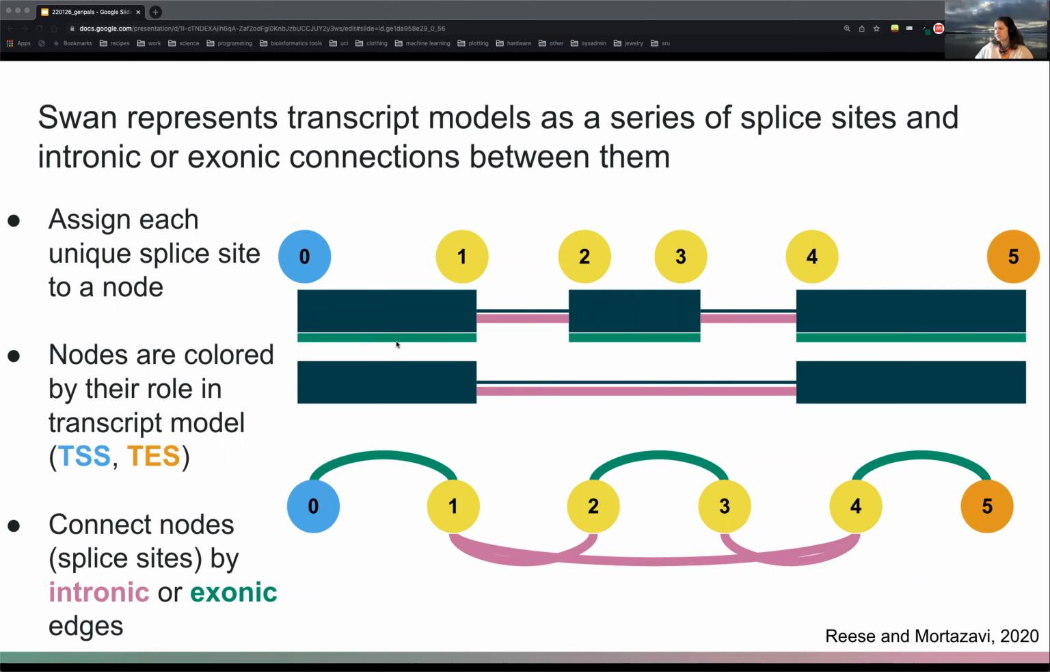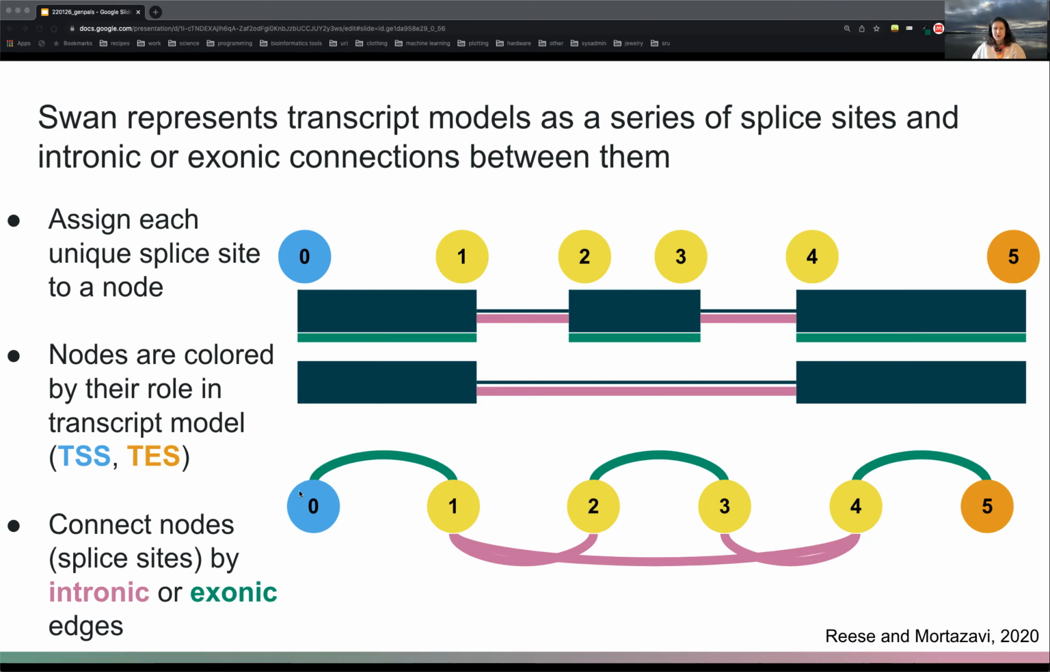Basically, our job is to transfer what these things look like in their traditional browser format to this hairball down here. And so the first thing that Swan does is it finds each unique splice site or transcription start or end site, and it creates one of these little circular nodes that you can see down here in the Swan representation of the transcriptome. And these nodes are colored by their role in the gene. So the blue nodes represent transcription start sites or 5' ends. The orange nodes represent transcription end sites or 3' ends, where the yellow nodes represent splice sites that are internal to the transcript model.